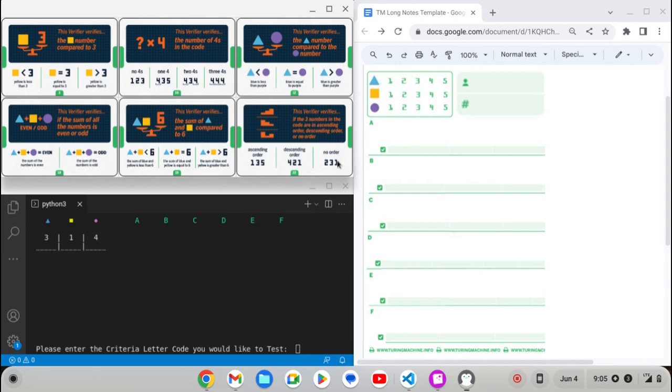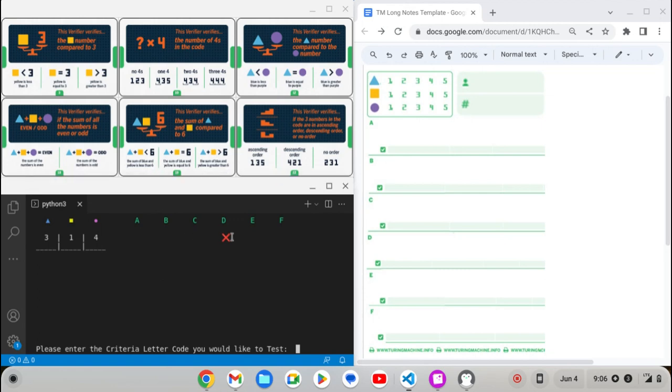And remember, our objective is to find this one unique 3-digit code that abides by the criteria cards that we've just described. We're going to start off with our proposal of 314. So I think the first thing I want to test is whether the sum of the 3 digits is even or odd. So I'm going to test criteria card D.